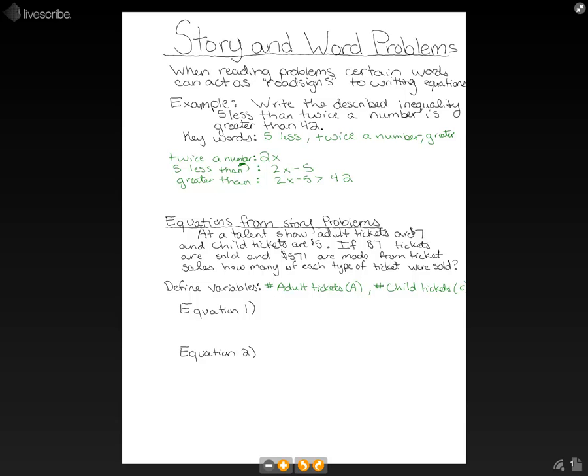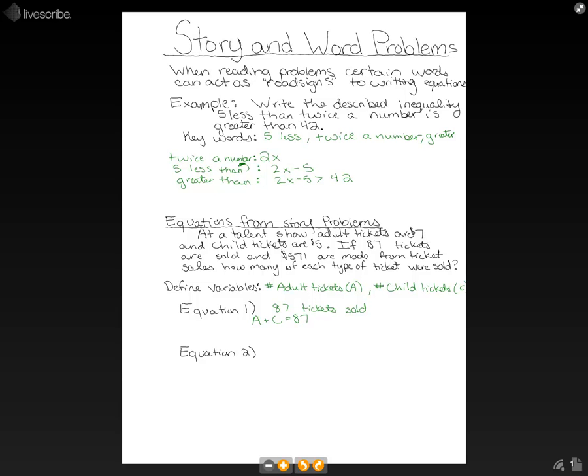So let's look at some of the information they've given us and try and write our equations. So our first equation, let's use the piece of information that they told us when they said that there's 87 tickets sold. So we know there's 87 tickets sold total. So that means that the number of adult tickets and the number of child tickets have to add up to that. So we'll get A plus C equals 87. And that's a pretty simple equation to pull out from that information.